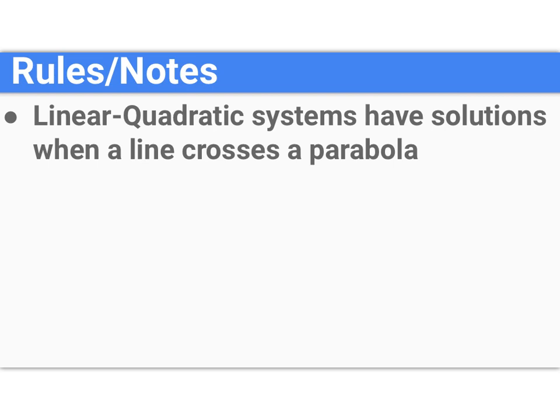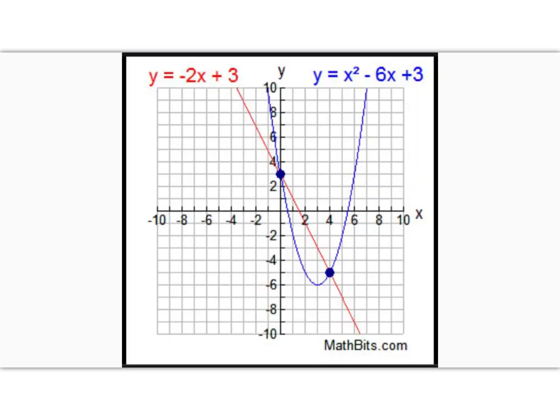Again, you have three options, and we'll go through the options. So here's one of the options where the line crosses in two spots. The line cannot cross the parabola, or the line can only touch the parabola in one spot, which is usually at the vertex.